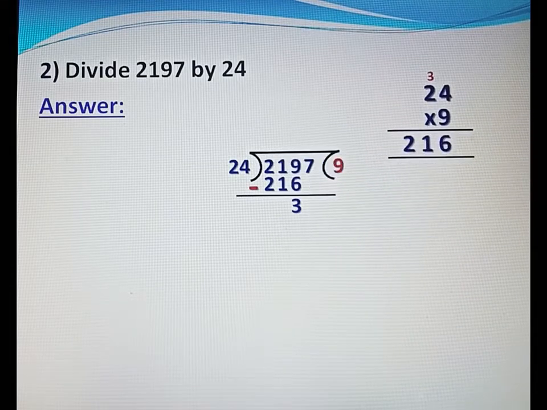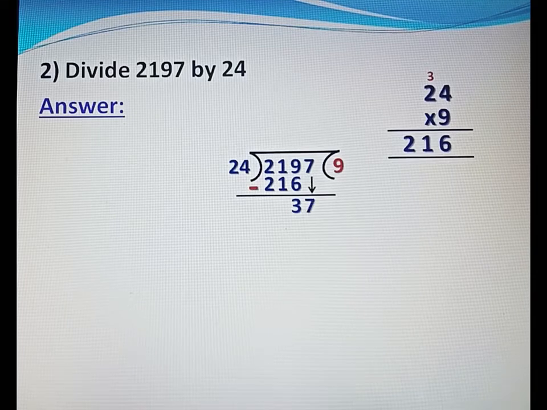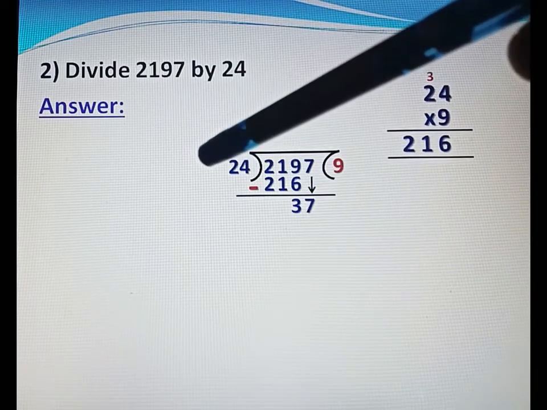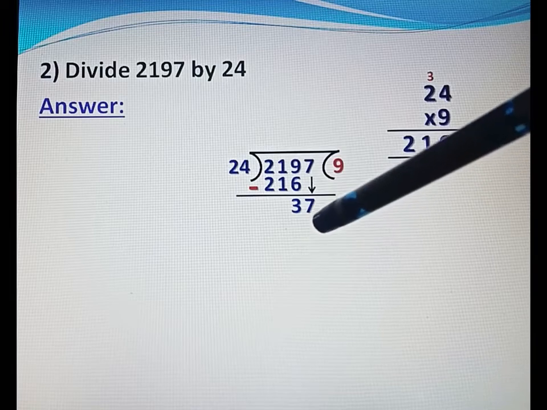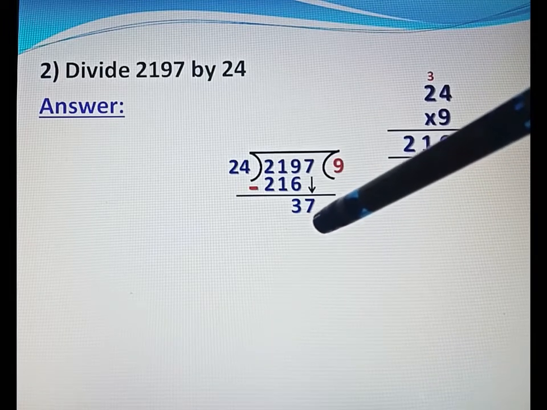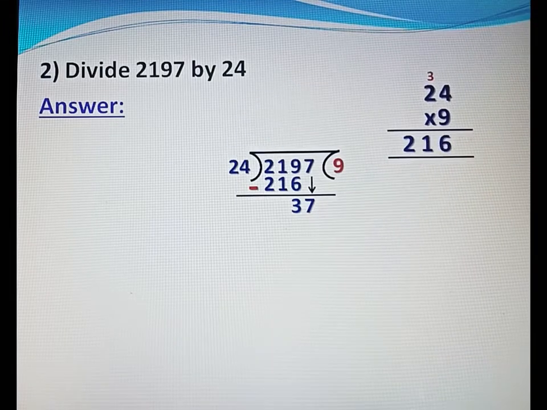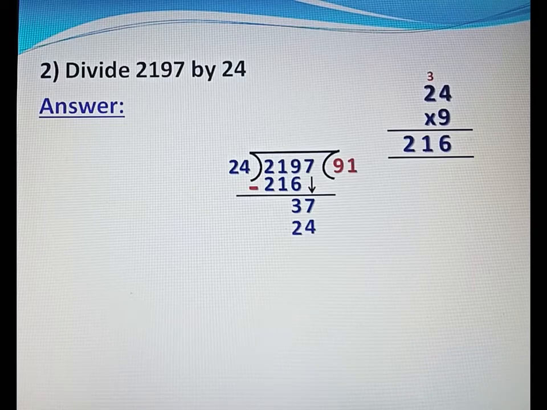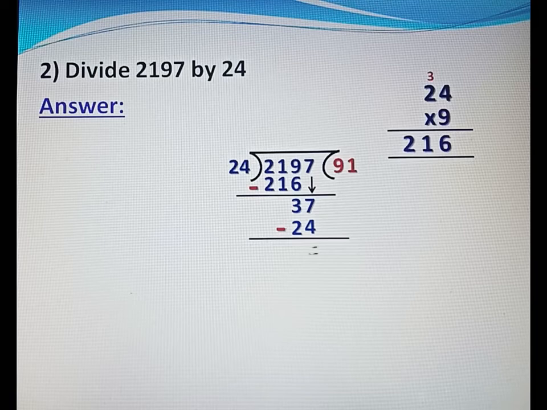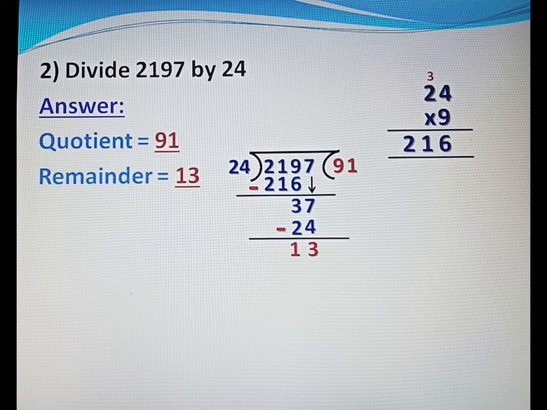is 7 here. Now we will multiply this again 24 so that it is equal to 37 or less than 37. It should not be greater than 37. Multiply 24 by 1. 24 1s are 24, and then we will do subtraction. 7 minus 4, 3, 3 minus 2, 1. Hence quotient equal 91 and remainder equal 13. And then we will check our answer.